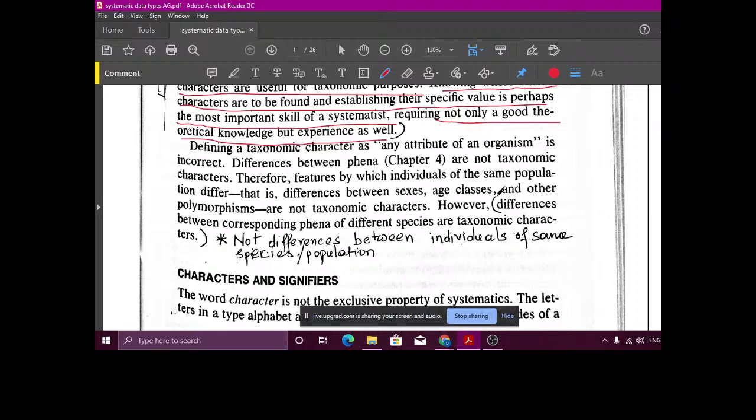For it to be a taxonomic character, it has to be a different species, or rather different taxa. For example, it can be a dog and a wolf. Wolf and dog are different species, but their generic name is the same. So they must be in different taxa. So this is the basic essence of taxonomic characters.